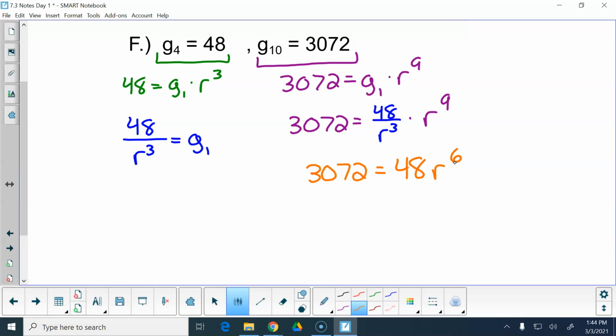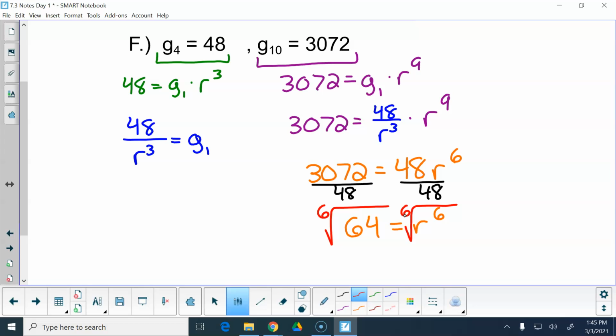Divide both sides by 48. 64. Now what? Sixth root both sides. What is the 6th root of 64? What is the 6th root? So we're gonna put a fraction. What is the 6th root of 64?